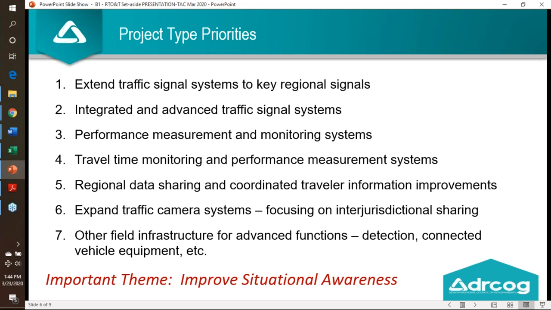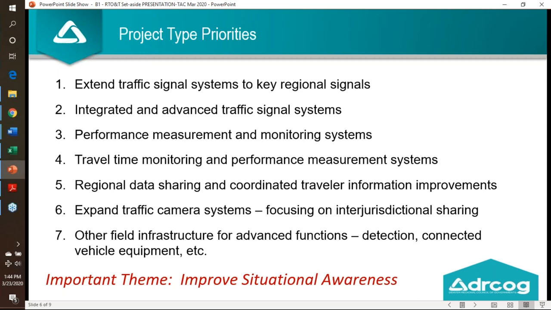Number two, integrating advanced traffic signal systems. So this is everything from adaptive control, transit signal priority, many different things there. Number three is improving the performance measurement and both real-time and planning level monitoring of systems. One aspect of new traffic signal systems, which also alludes to item number four there, is being able to detect when there are problems with the signal system.